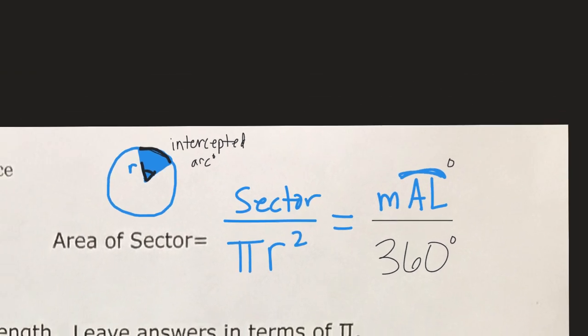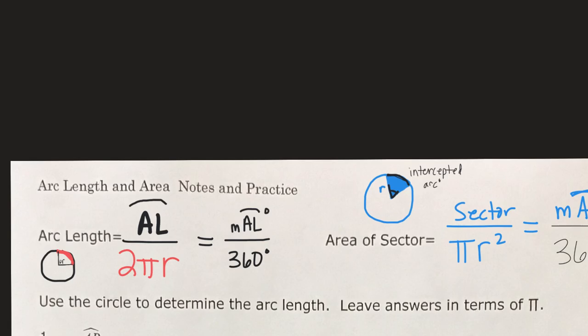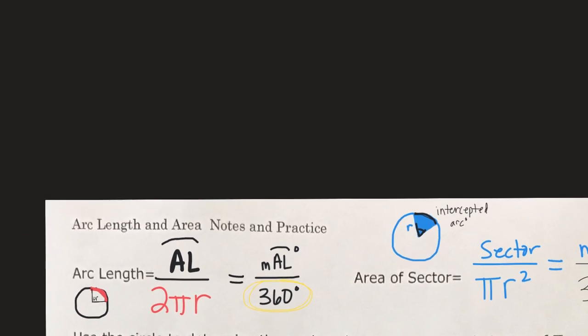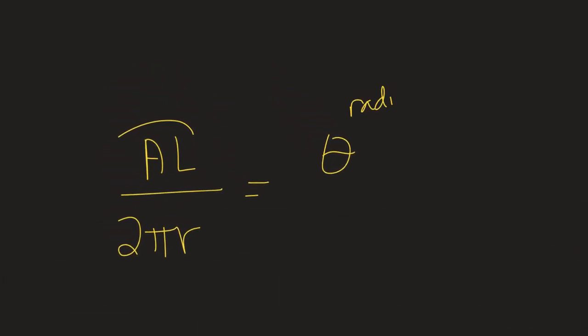But because this is pre-cal, we're going to do a little bit of manipulation and turn this into some pre-calculus. So 360 degrees is what as a radian angle measure? 2 pi. So we're going to change this: arc length over 2 pi r equals theta. Theta is our radian angle measure, like pi over 6 or 5 pi over 4, over 2 pi.